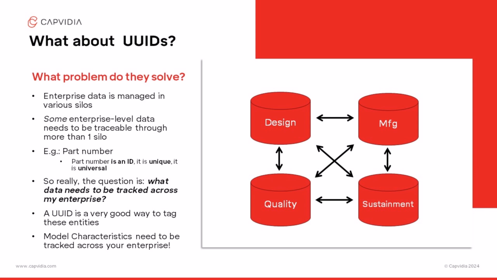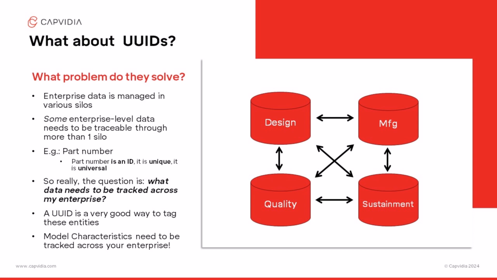What are UUIDs? So the question is, what is the problem that UUIDs solve? I think when thinking about UUIDs, we should be careful about not running into what sometimes people call a solution in search of a problem. The question is really, what data do we want to track? So in an entire enterprise, there are many different silos that are all separated out. And there are some pieces of data that need to be traceable throughout more than one silo. I mean, an example that we have would be a part number, like I mentioned earlier.